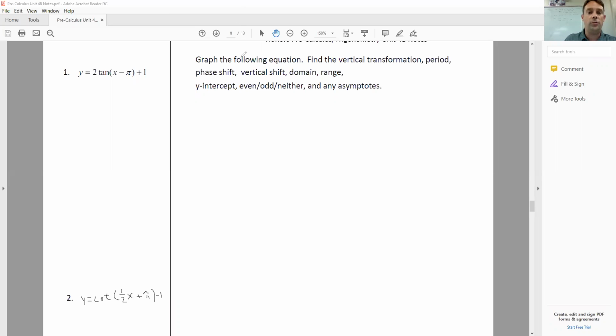All right, and here's what I'm going to ask that you guys do. We're not going to do that vertical transformation. We're going to keep it in terms of vertical reflections. So we're going to find the amplitude. If it's there, you know that it's not. The vertical reflection.